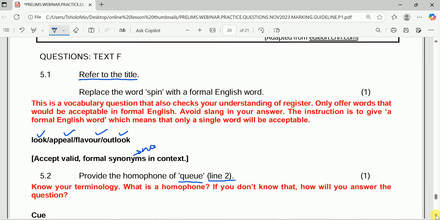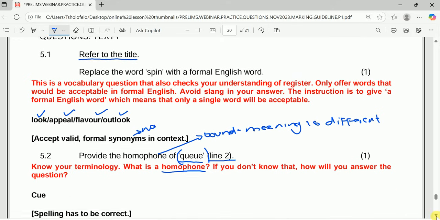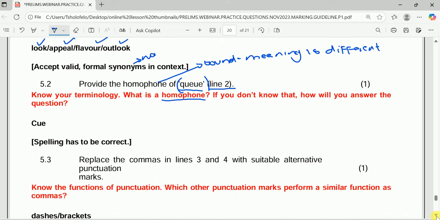Now, homophones, these are words where the sound is the same, but the meaning is different, right? Meaning that the pronunciation is the same. So we've got the word Q here. Know your terminology. What is a homophone? A homophone is words that are pronounced the same, but they are spelled differently, and of course the meaning is also different. So another alternative, a homophone for this Q, is this Q.